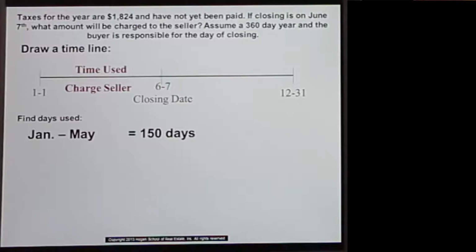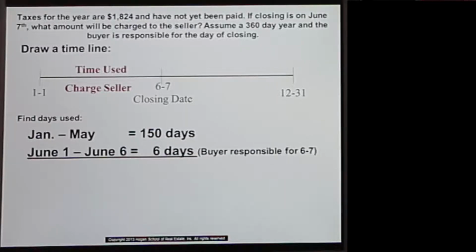So we have January through May. Remember, closing is June 7th here. So we have full months, January through May. And since the question told us to use a 360-day year, each of those months has 30 days. So we have 150 days for those 5 months, plus we have June 1st through June 6th, or 6 days, totaling then 156 days used. Now the reason we did not include June 7th as a day was because, again, the question tells us that the buyer is responsible for the day of closing.